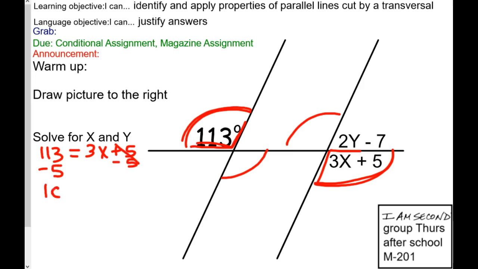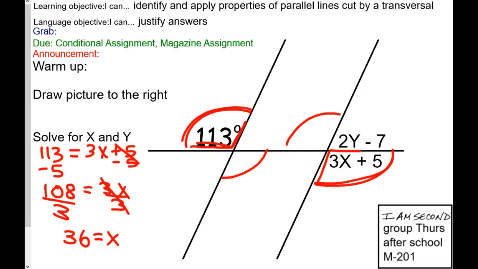I get 108 equals, bring down 3x. How do I get rid of that 3? What do you think? Divide. Very good. So 108 divided by 3 is 36. Okay. So that's how you can solve for a variable. If you know they're congruent, you set them equal, and you solve. Okay? But let's look at this next one.